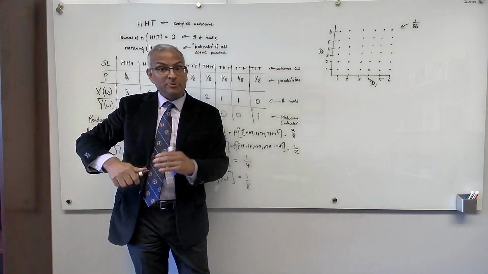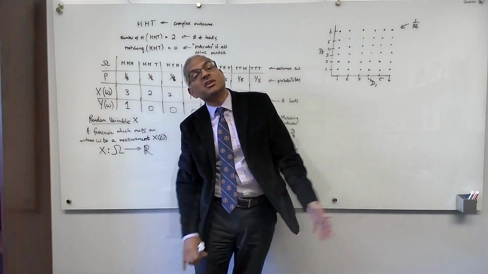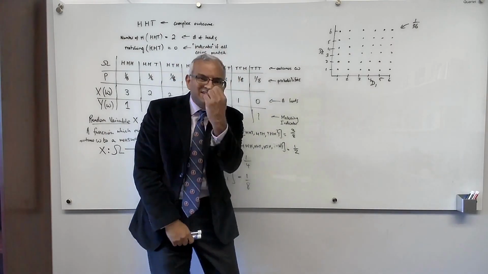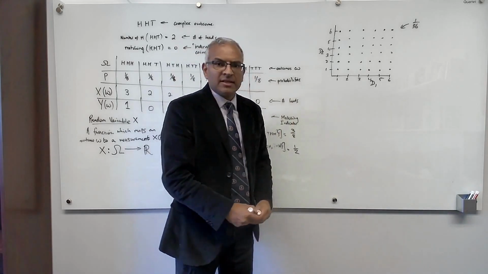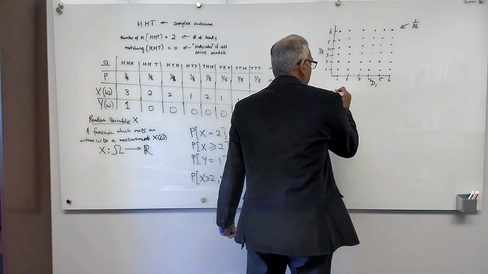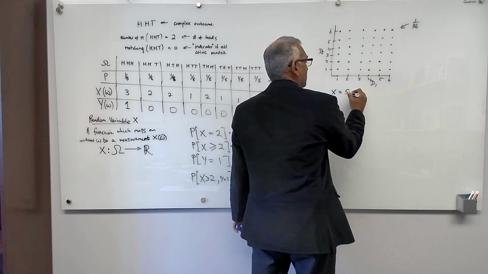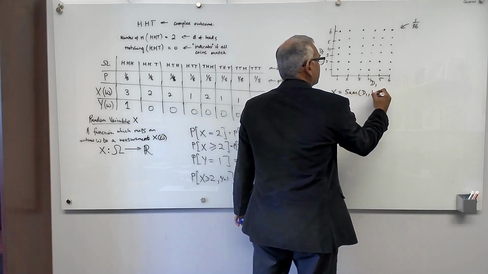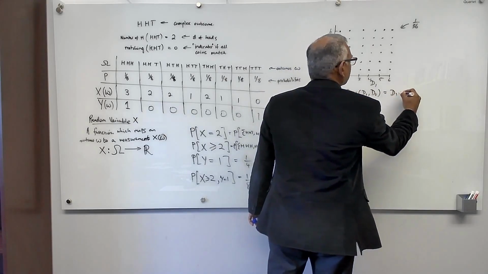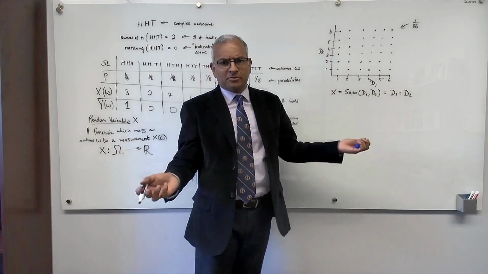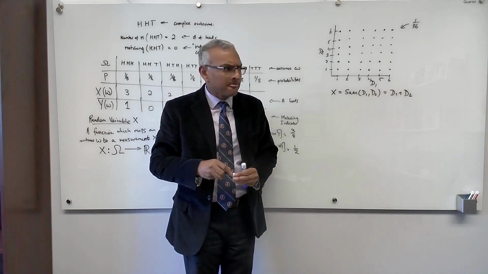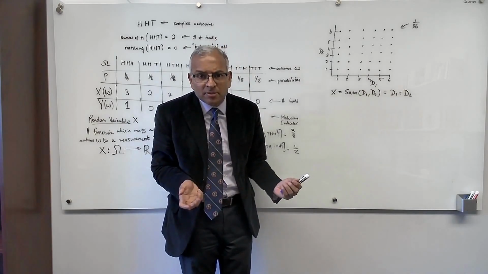Okay, and we may ask, what are we interested in when we roll a pair of dice? That's the measurement. Let's say we're only interested in the sum. So random variable x is equal to the sum of d1 and d2. Basically, it's d1 plus d2. You could be interested in the difference, you could be interested in the product, whatever. But we are currently interested in the sum. So what are the possible values of the sum?